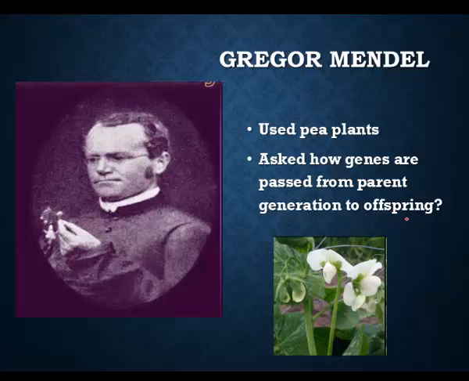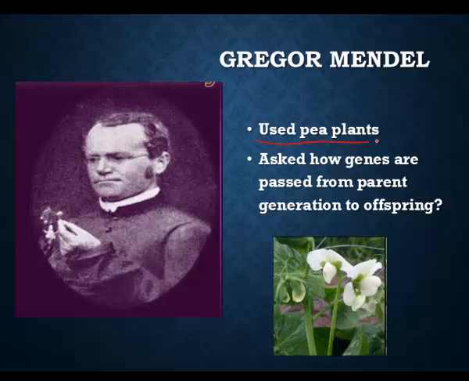At the time, most people were still running on Aristotle's postulation that all organisms are just a blend of the traits of their parents, kind of like a half and half. We call this blending. Mendel saw some things that defied blending, so he studied them further to try to understand if blending was really true, and he found out that blending is not exactly true.